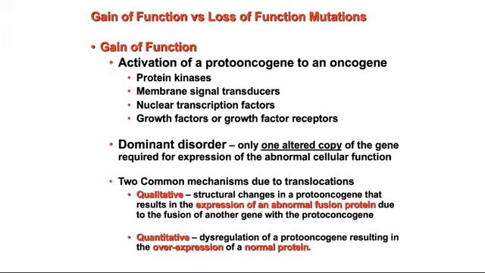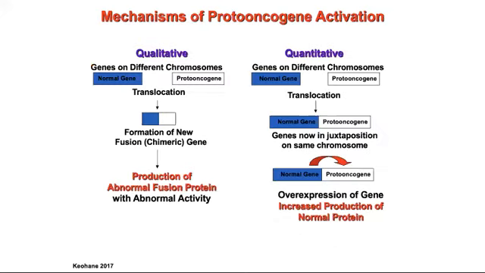The quantitative mechanism, on the other hand, involves the dysregulation of a proto-oncogene that results in overexpression of its normal protein product. What this means is that genes on different chromosomes are translocated so that the normal gene is next to the proto-oncogene. This newly formed position on the same chromosome now leads to the overexpression of the gene, with increased production of normal protein products. So again, in gain of function mutation, there are two common mechanisms, the qualitative and the quantitative. And here is a diagram that explains both mechanisms.